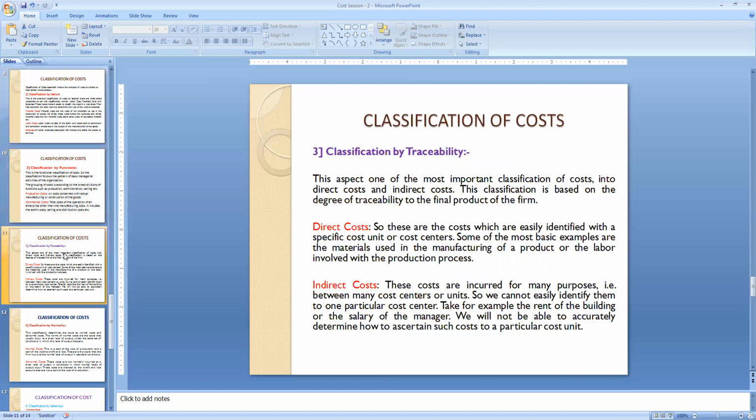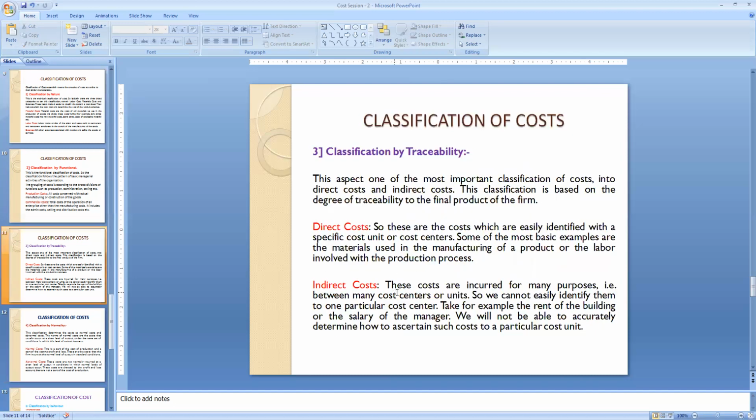And the next category is called traceable cost, meaning identifiable cost. Again, on the basis of traceability, we come across direct cost and indirect cost. Those costs which can be identified very easily with a specific cost unit or a specific cost center are called direct cost. Example: the materials used in manufacturing a product, or labor involved with the production process.